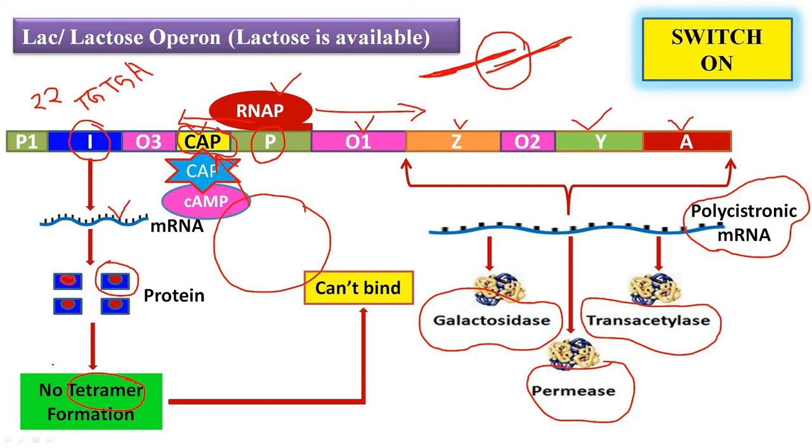So I think now the concept of CAP and the binding site of this CAP molecule is clear to us: when CAP will bind along with the cAMP, and how it stimulates, or induces, the binding of RNAP to the promoter to initiate the transcription of these structural genes necessary for the metabolism of lactose.